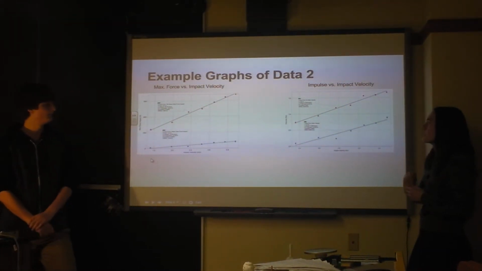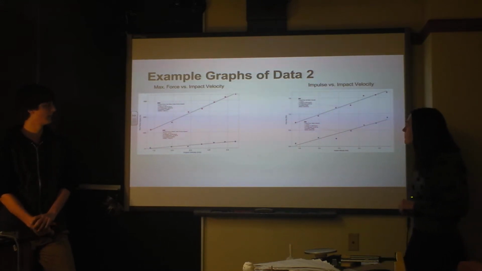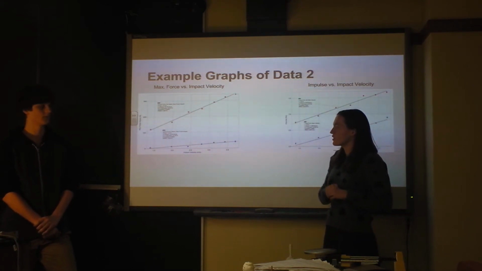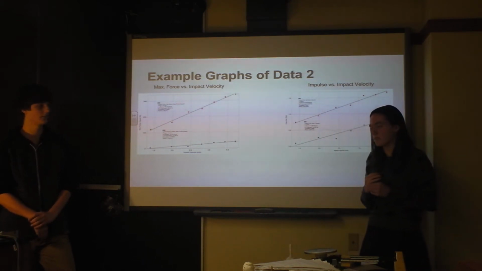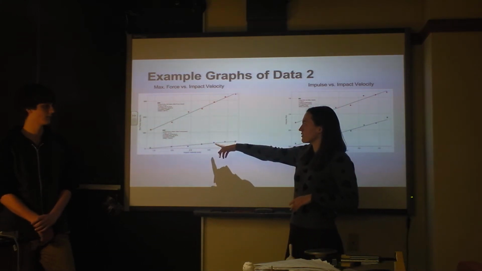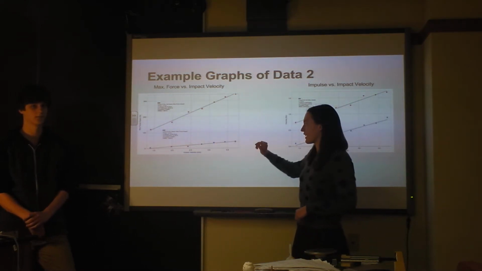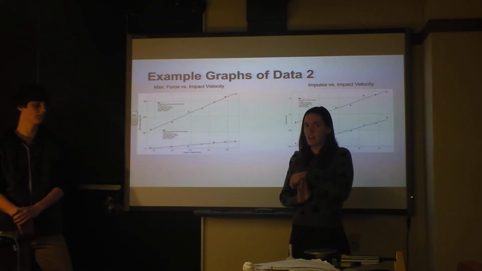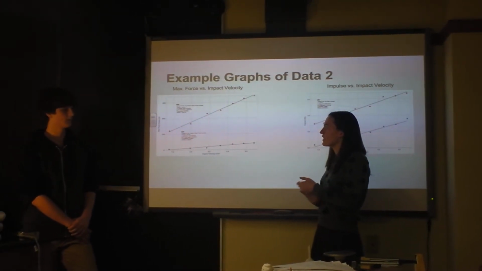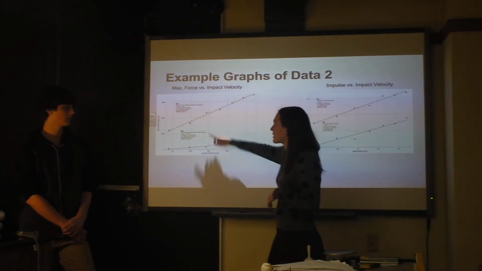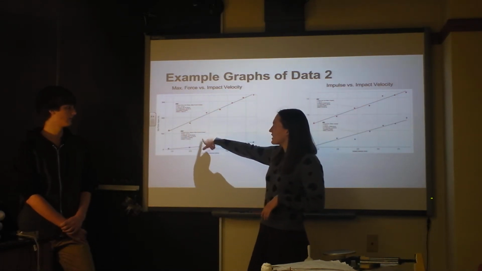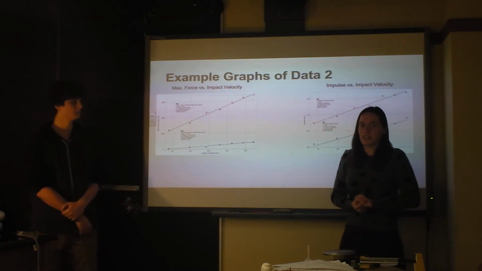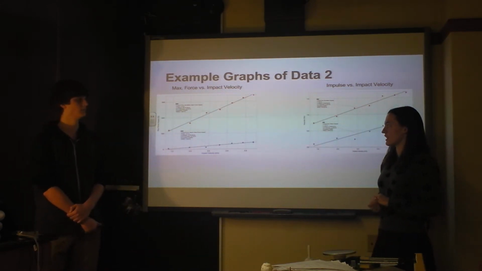First we made a graph of max force versus impact velocity to see if there's a correlation. The slope of this graph doesn't really have a real meaning, but we're trying to see if there was a linear or nonlinear correlation, and it's pretty linear. The correlation on this one is 0.99, and this one is 0.96. So it seems linear, but I think we need more data to really see what the correlation could be.